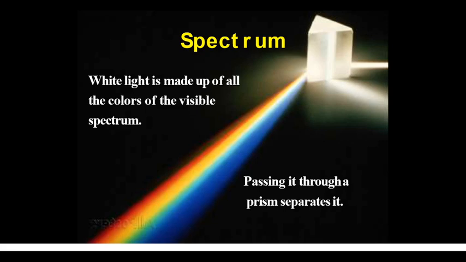I repeat, when white light is passed through a prism, we get the spectrum of white light. So what does it mean? We got the distribution of continuum of radiant energy, which is plotted either as a function of frequency or wavelength in a chart, and that is known as spectrum.